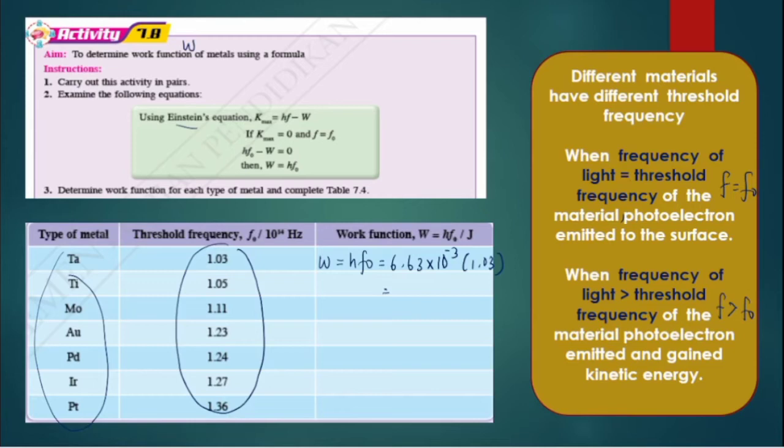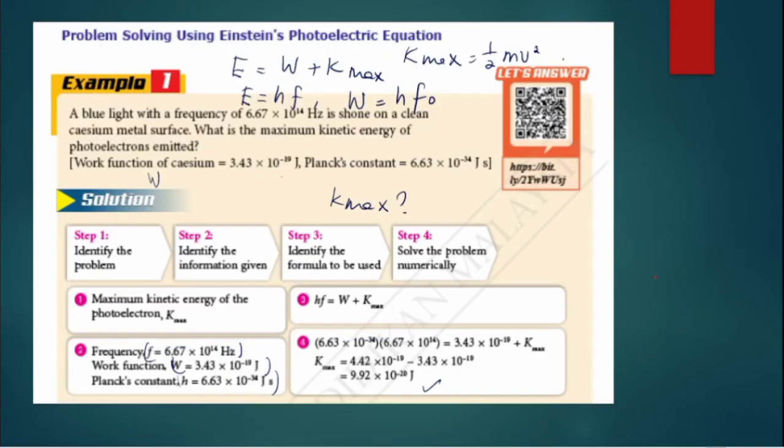When the frequency of light equals the threshold frequency of the material, or f equals f0, photoelectrons are just emitted from the surface and the maximum kinetic energy equals 0. When the frequency of light is more than the threshold frequency, f larger than f0, photoelectrons are emitted and gain maximum kinetic energy. This is based on the Einstein photoelectric equation.